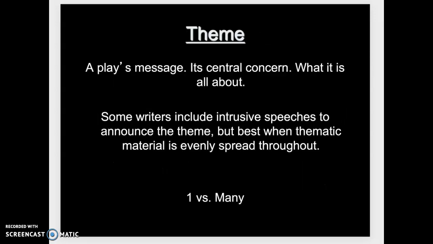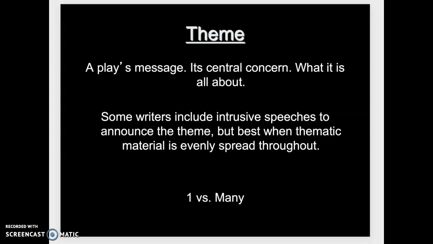We have theme. Theme is what the play is about, right? When I ask students what the play is about, I don't want to be told the plot. Right? I know the action of the play. What do you feel is the play's central message, its central concern, its main theme? What is this play about? Some playwrights include intrusive speeches to announce the theme, but really, the thematic material is evenly spread out, which makes for a really wonderful, subtle play and good storytelling.